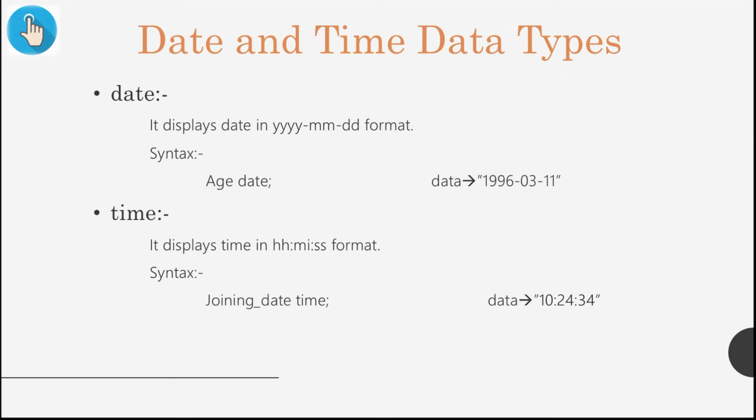Now it comes to the date and time data types. If we want to represent the date in our database, we use the date data type, where it is displayed in the form of YYYY-MM-DD, that is year, month and the day of that month. If we are inserting our data, it should be in this particular syntax only. Now if we want to represent the time in our database, we use the time data type, where it is in the form of hour, minute and second. If we are entering it, it should be in this particular syntax only.